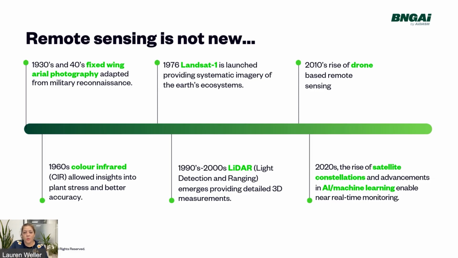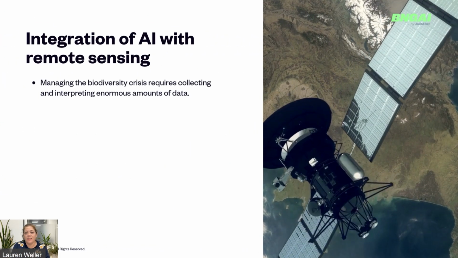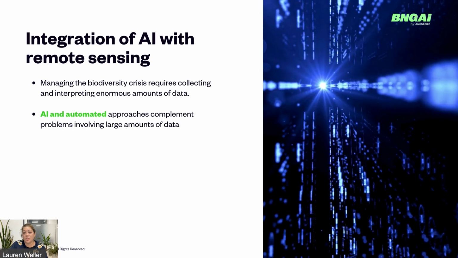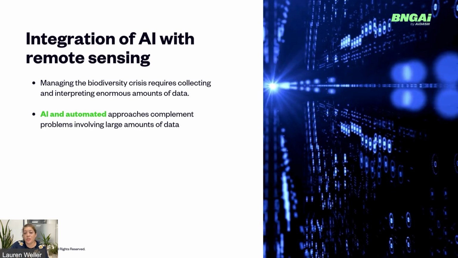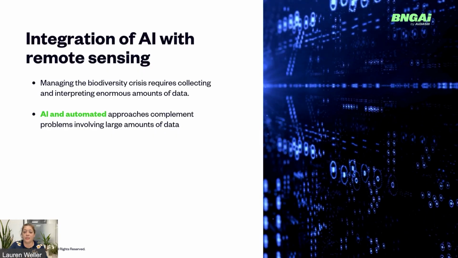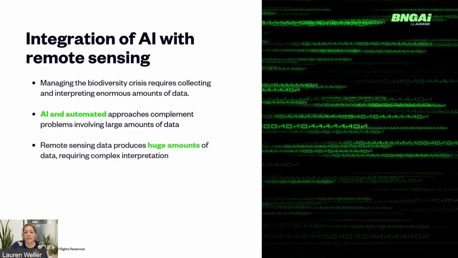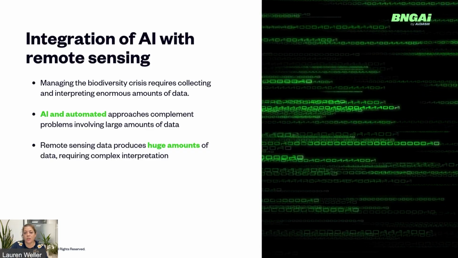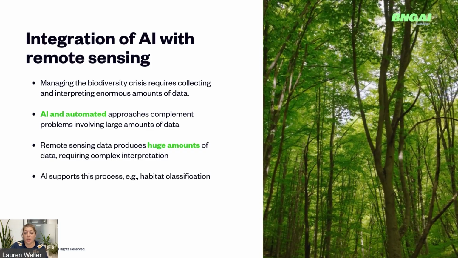And so we will need AI in order to help analyze this data. Addressing the biodiversity crisis demands sophisticated data management strategies that can handle massive volumes of information. Automated approaches, particularly those that are leveraging artificial intelligence, have become crucial in processing and interpreting complex environmental data sets. Remote sensing generates an enormous amount of data that would be challenging to analyze manually, and this is where the AI technologies shine.